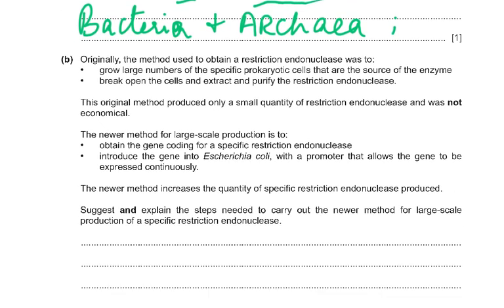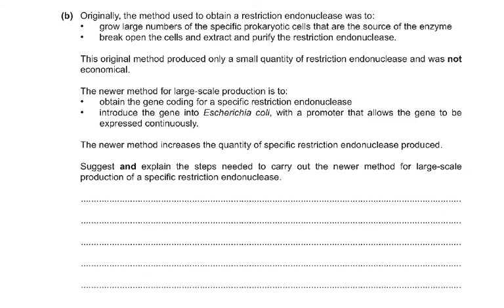Now, of course, it's a very long question, a very direct question. Originally, the method used to obtain restriction endonucleases was to grow large numbers of specific prokaryotic cells that are the source of the enzyme, break open the cells and extract and purify the restriction endonuclease. These are also called restriction enzymes. The original method produced only a small quantity of restriction endonuclease and was not economical. The newer method for large-scale production is to obtain the gene coding for a specific restriction endonuclease, introduce the gene into E. coli with a promoter that allows the gene to be expressed continuously.